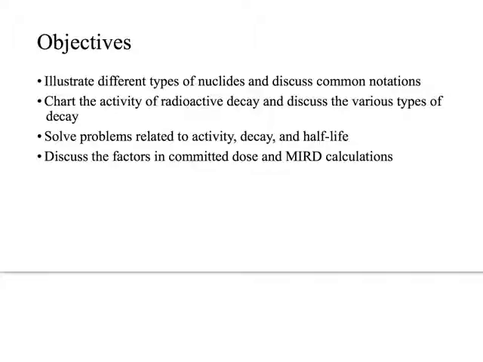So some of that may be like a review from like chemistry. Then we're going to chart activity of radioactive decay and discuss various types of decay. So some of that might be a review from like physics. And then we're going to solve problems related to activity, decay, and half-life. And that's all very clearly physics. And then we'll discuss the factors in committed dose and MERD calculations. So this is now the biological aspect of it. So we're kind of moving from chemistry to physics to biology, kind of all in one fell swoop.